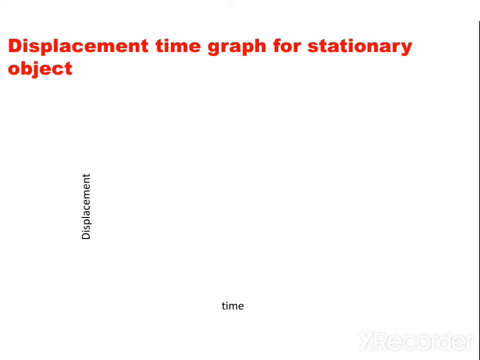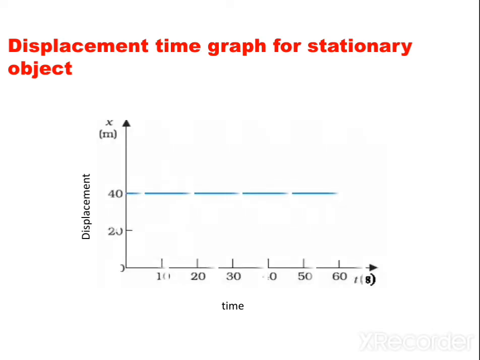If the body is not changing its position, the displacement remains the constant or it remains zero. Then the displacement time graph for a stationary object will be a straight line. You can see the blue color straight line parallel to time axis. We will move on to the next graph.